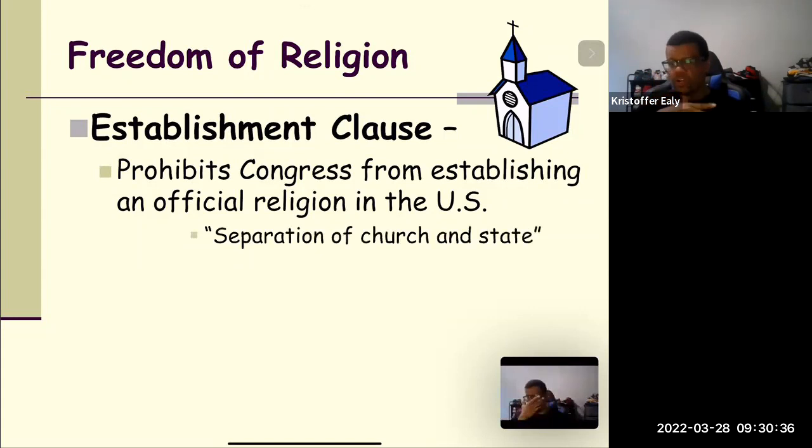The separation of church and state is basically what the Establishment Clause is. So we cannot have an official religion of this country, even though there are some on the right who really do want Christianity to be looked at as the official religion of the United States. We can't do that. We do not operate in that fashion.